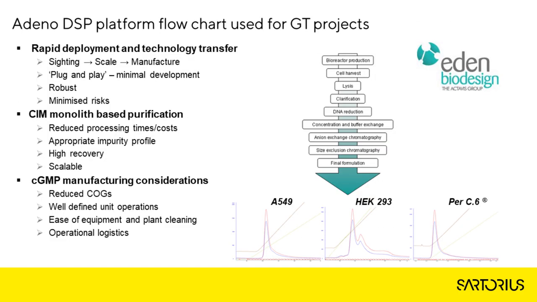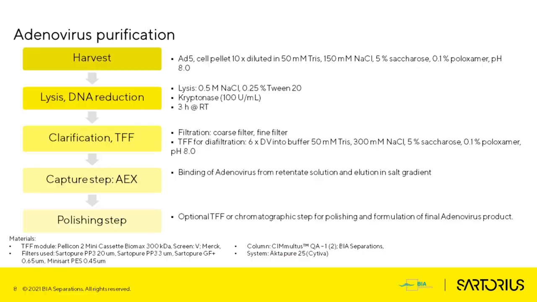Several years ago, we were developing a purification process in collaboration with another company where monoliths were used successfully. The process was tested on material coming from different cell lines, confirming the robustness of the process. Adenovirus was successfully separated from impurities regardless of the cell line used for virus production.